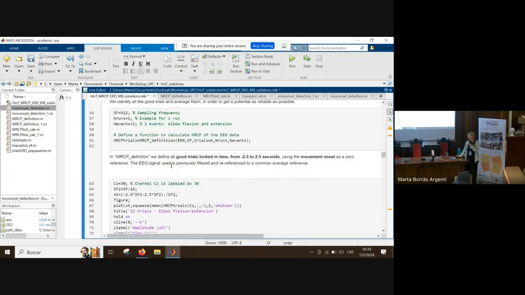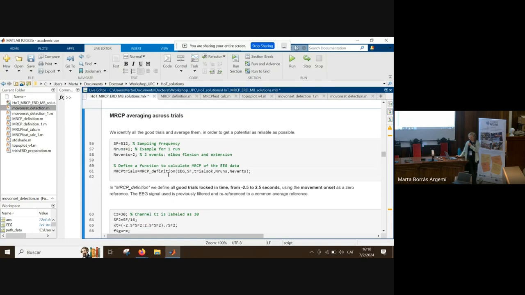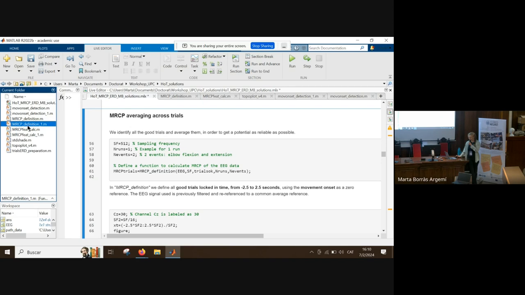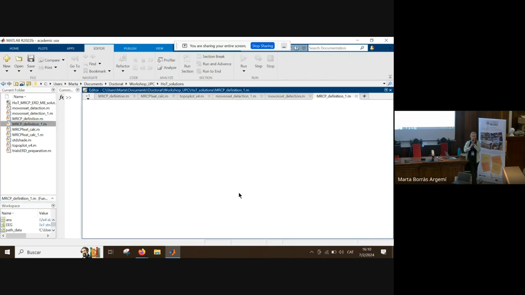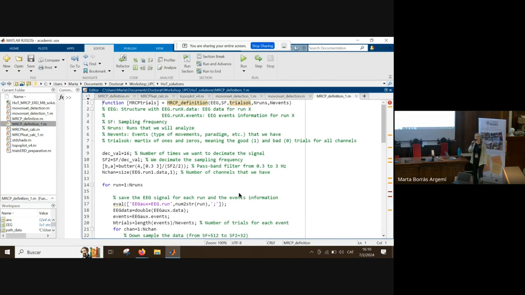Okay, so if you run this section, you will have a problem here, because you now have to modify the MRCP definition function. If you open it, what we are doing in this function is calculating the movement-related cortical potential, which is what we're here for today. So now you will be calculating these movement-related cortical potentials.